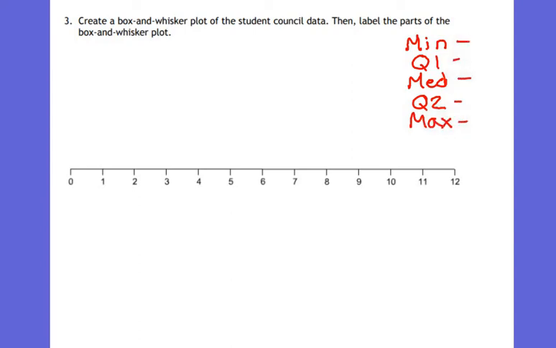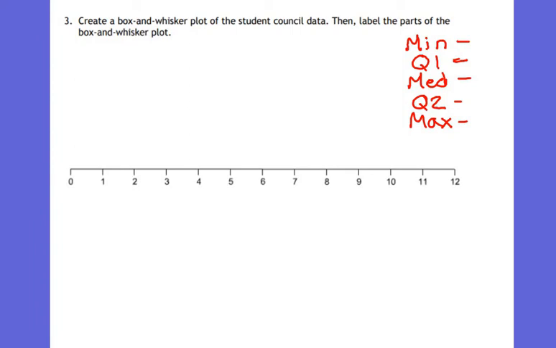These are the 5 important pieces of information I need to know for a box and whisker plot. And I'll explain what they mean in a minute. I like to write these every time I create a box and whisker plot. Okay, hold on, Tristan.